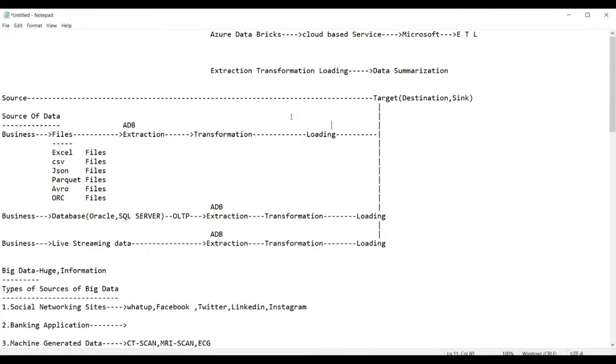So my understanding is that ADF is a tool-based ETL. You can go with ADF or ADB, anything, because you already have a technical background. You need not worry about that. If I would like to join a training, both would be very good. No issues.